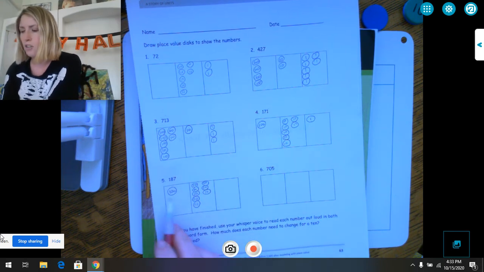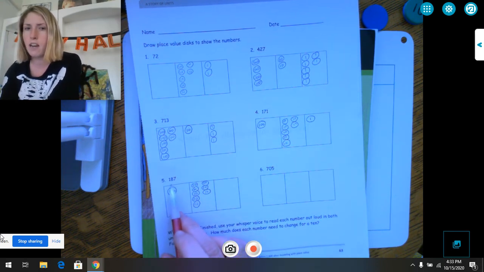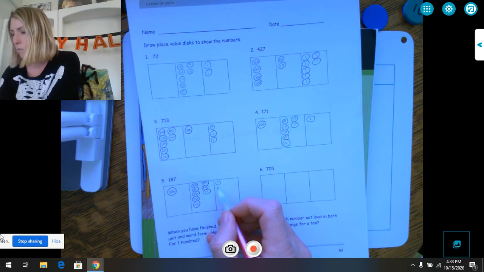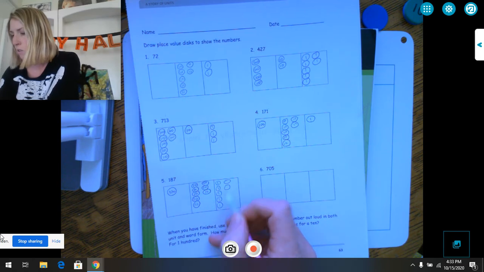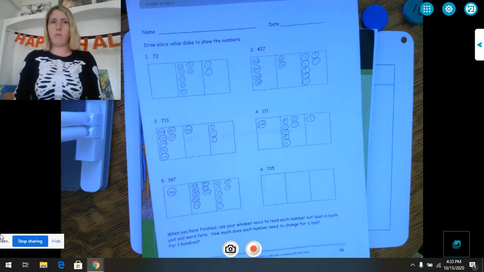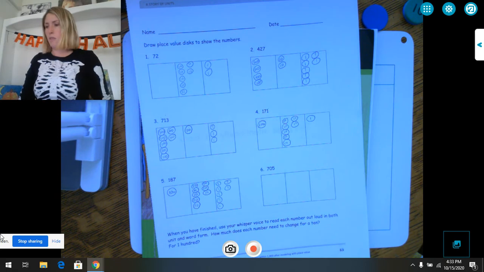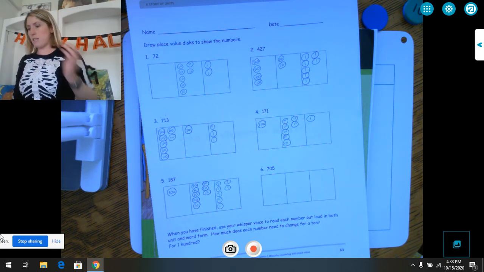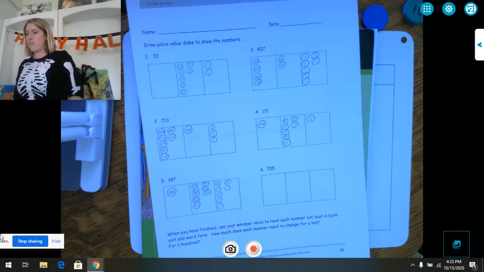Okay, I have 180, and then I need a 7 in the ones place. 1, 2, 3, 4, 5, 6, 7. I always draw my circles first so I don't forget what I'm doing, and then I go back and put the numbers on my place value discs. All right, the last one on the front is 705.